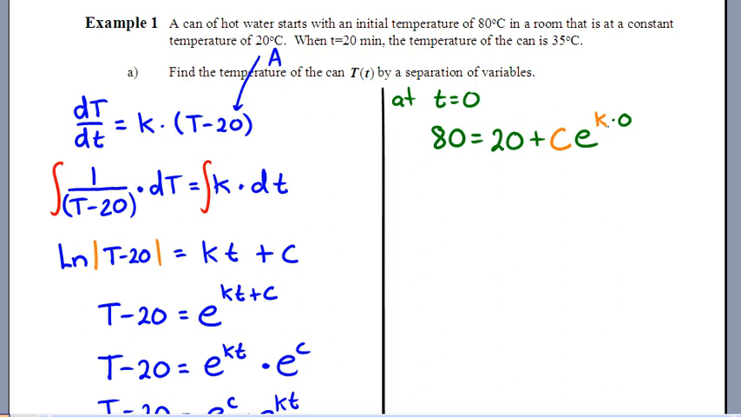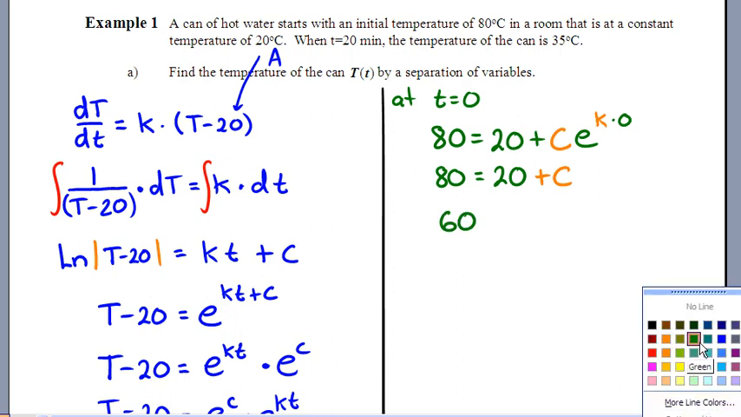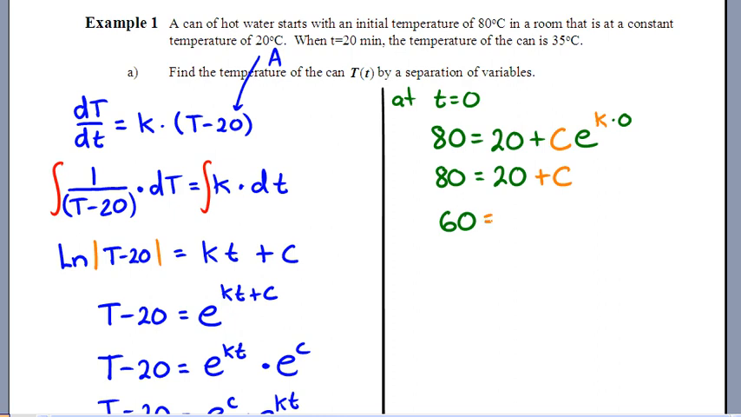Okay, great. Well, k times 0 is 0. e to the 0 is 1. So it looks like we have 80 equals 20 plus C. This is not a surprise to me. It's kind of doing exactly what I thought, because we talked about how this C is going to be the original temperature difference. And what I find is, yep, it's 60. That material was originally 60 above the room temperature. Okay, so we're getting closer.